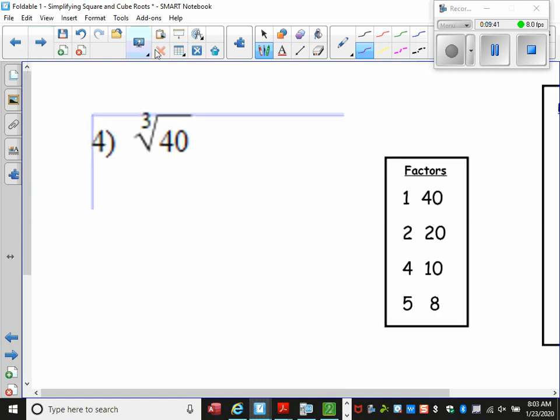All right, same thing here. We're looking for perfect cubes that are factors of 40. Here we go again. 8 is a perfect cube. 8 times 5 gives us 40. So when we break this down, we're going to have the cube root of 5 times the cube root of 8. I'm going to take the cube root of 8 out, which we already said is 2, and I'm left with the cube root of 5 under the radical.